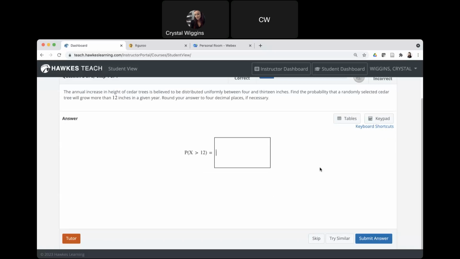So for this example, we're talking about cedar trees, and they are uniformly distributed between 4 and 13 inches. Then we want to find the probability that any given randomly selected cedar tree will grow more than 12. All right, let me jump over to my whiteboard so I can draw this out for you. Just give me a minute, because sometimes it takes a moment to power up.